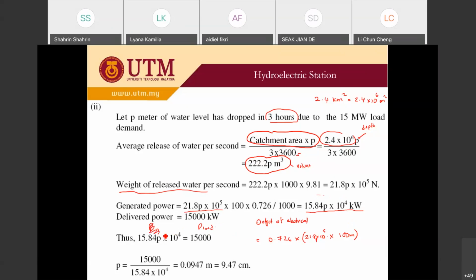Sorry, this is not energy, this is actually power in, and this is power load. Based on that you will get your P, because P in must equal P load. So the depth of the level of the water that reduces is around 9.47 centimeter. Meaning that to supply 15 megawatt load, the water level reduction is around 9.47 centimeter.